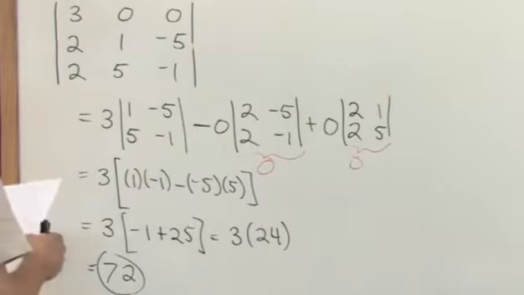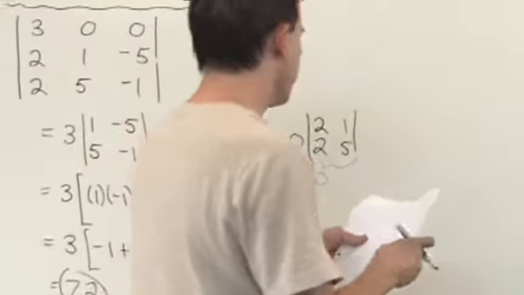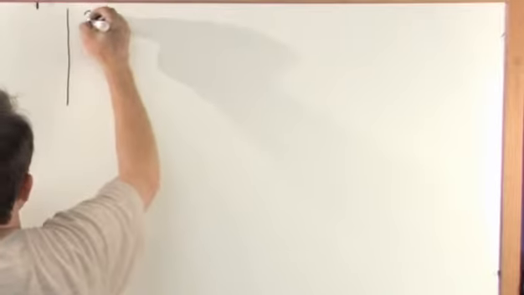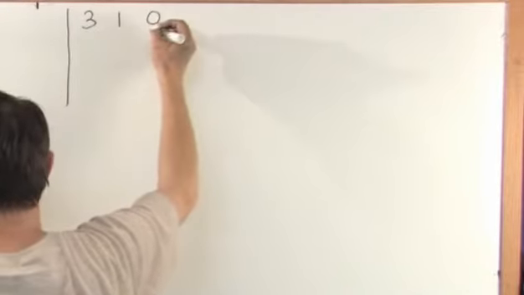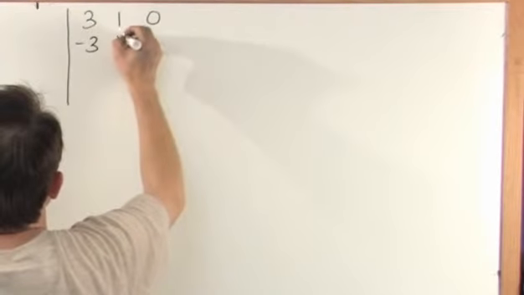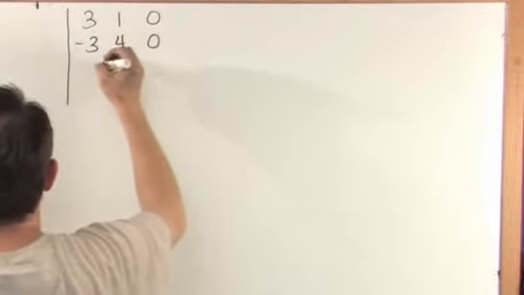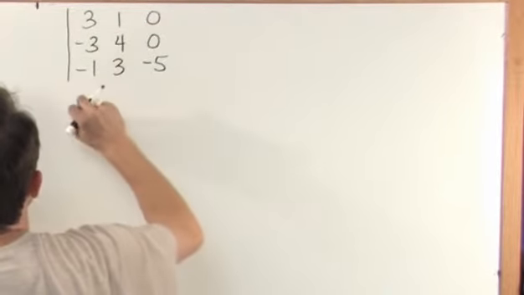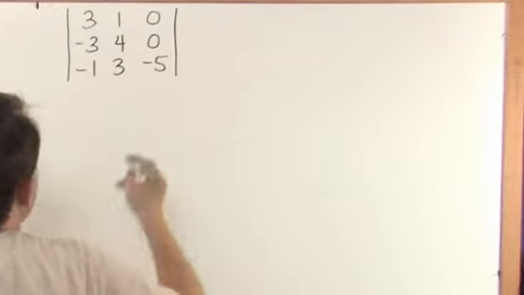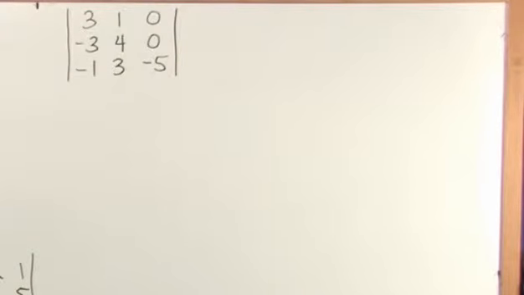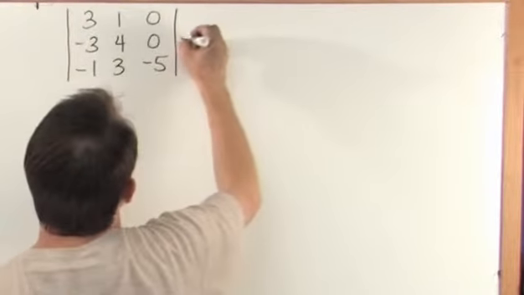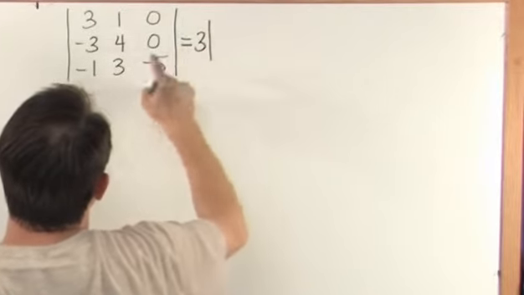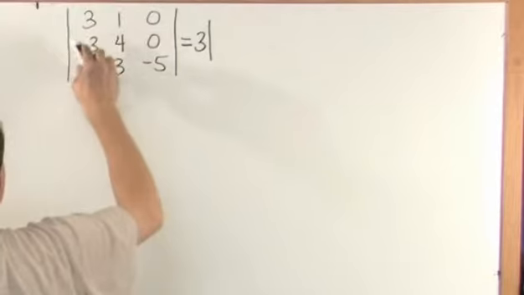Okay? So let's go ahead and do one that's a little bit more complicated. If I were going to take the determinant of 3, 1, 0, negative 3, 4, 0, negative 1, 3, negative 5. Okay? I want to take the determinant of that. How would I do that? Okay? Well, I start off and I write the first number down. 3 times the determinant. I take and mark through this column, mark through this row.